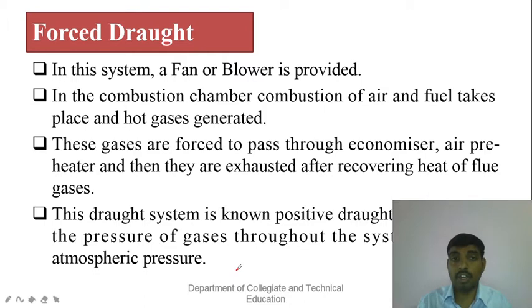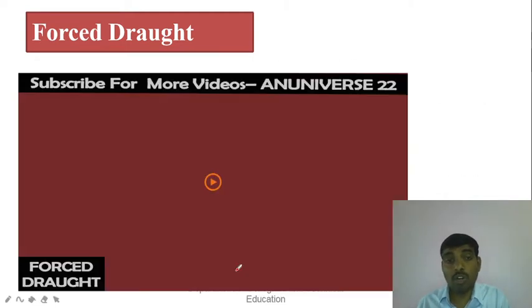In my earlier session, I explained the classification of the draft. Basically draft is classified into chimney draft, or natural draft, and mechanical draft. In mechanical draft or artificial draft, we have three classifications: forced draft, induced draft and balanced draft. Let's go one by one. The first one is forced draft. What is forced draft? Let's take a look at this video before getting to the forced draft.